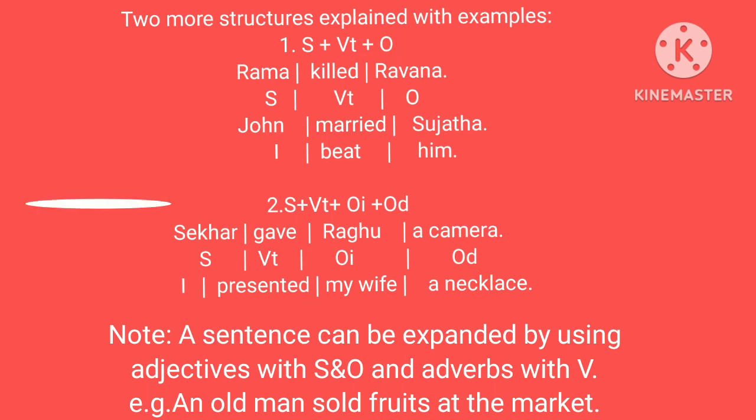Sekhar gave Raghu a camera. Sekhar subject, gave transitive verb, Raghu indirect object, and camera is direct object because it is directly given from his hands. I presented my wife a necklace. Note, a sentence can be expanded by using adjectives with subject and object and adverbs with verb. For example, here is a sentence: an old man sold fruits at the market.